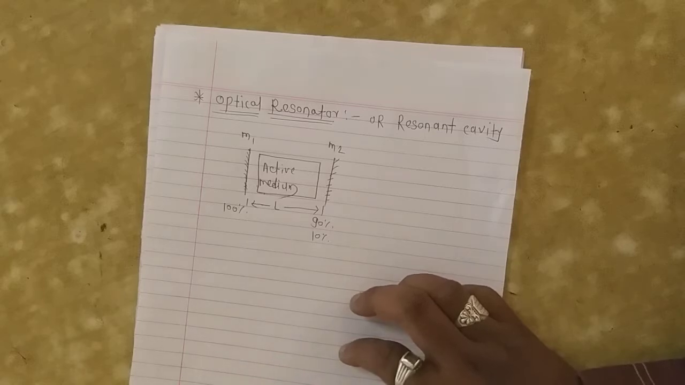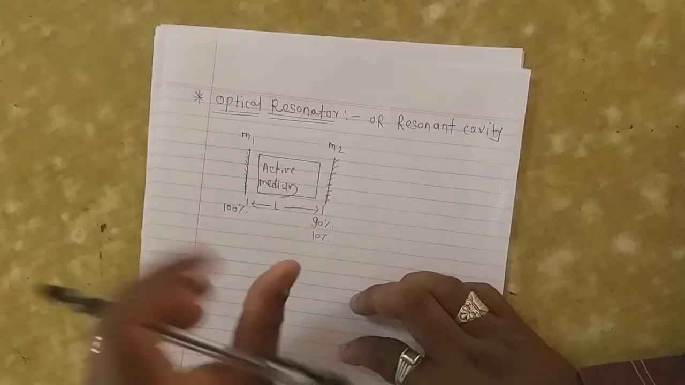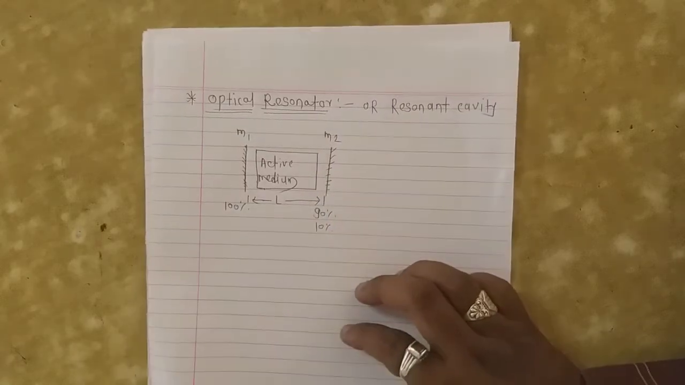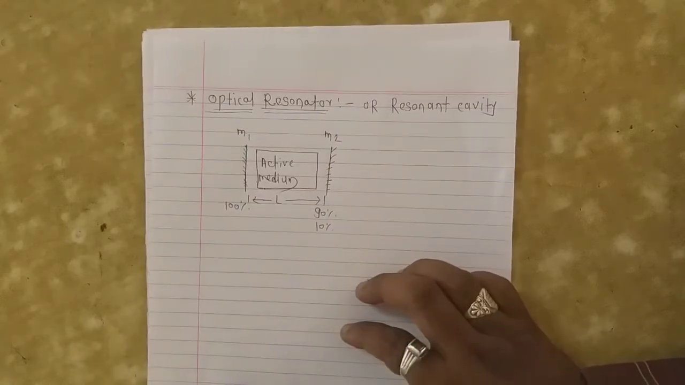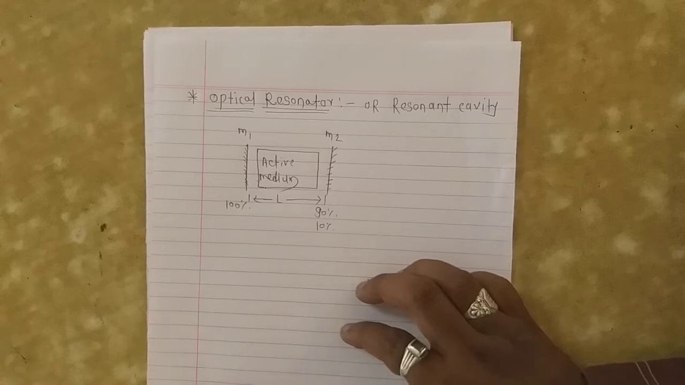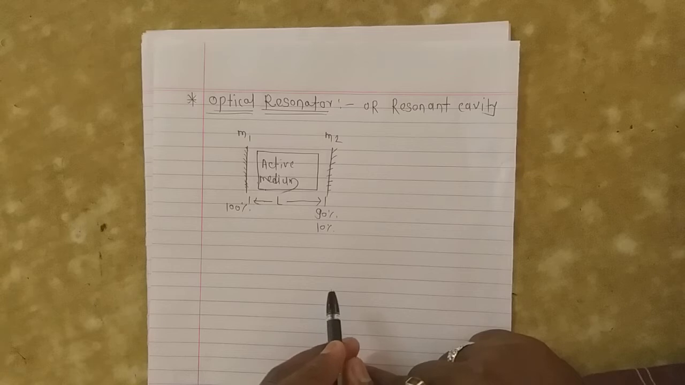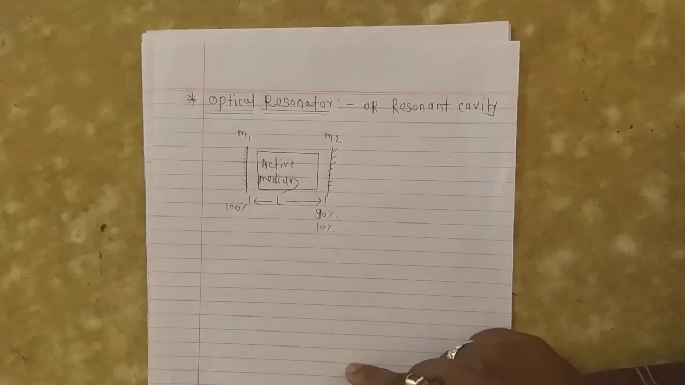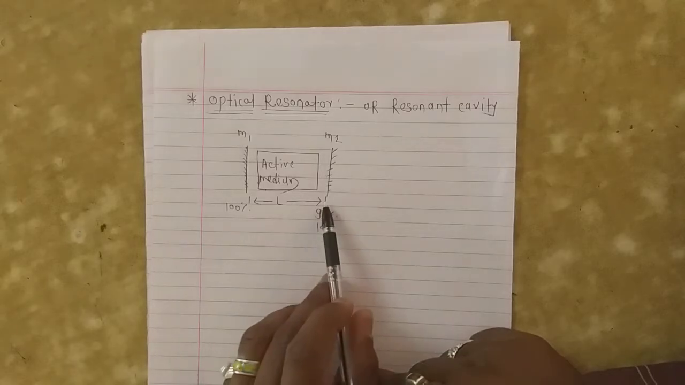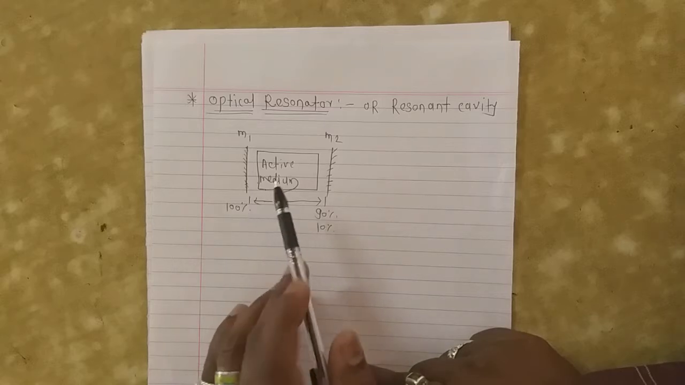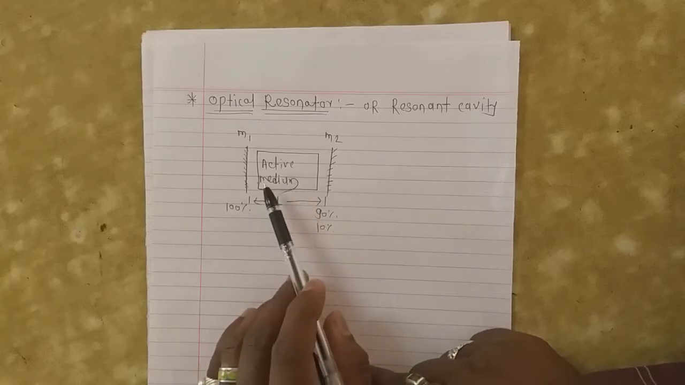That is the optical resonator, and its function we have discussed in the previous video. The optical resonator, also known as a resonant cavity, is one of the important components of a laser system. It basically consists of a pair of two mirrors, M1 and M2, facing each other, and the active laser medium placed in between them.